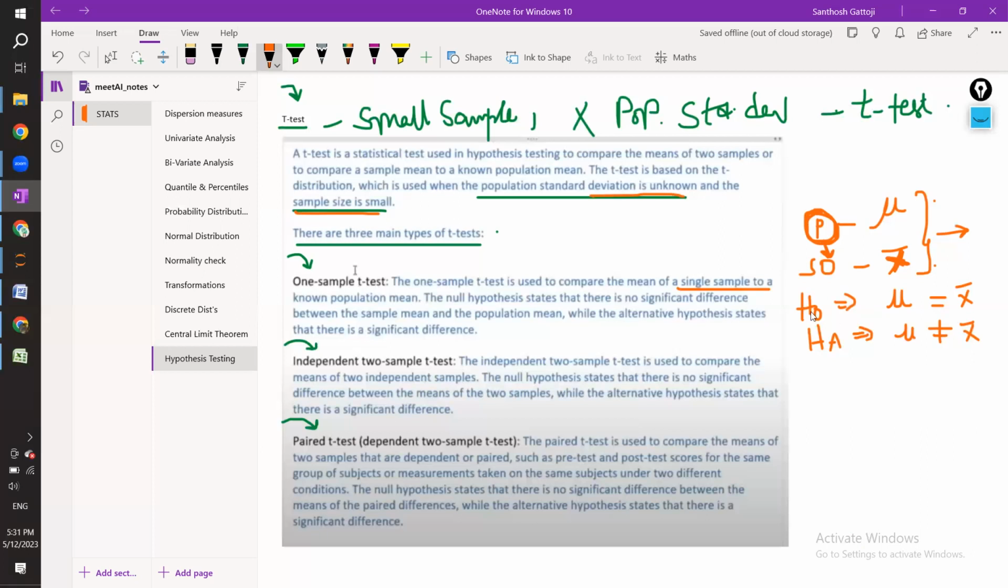Same thing here also. In the one sample t-test also you will have both alternate and null. What does null say here? Null says there is no significant difference between sample mean and population mean. The population mean is mu and x bar is the sample mean. So null will say both are the same. Alternate is saying no, both are different. Which is true, we don't know. We should do some test and find out. But these are the hypothesis testing statements.